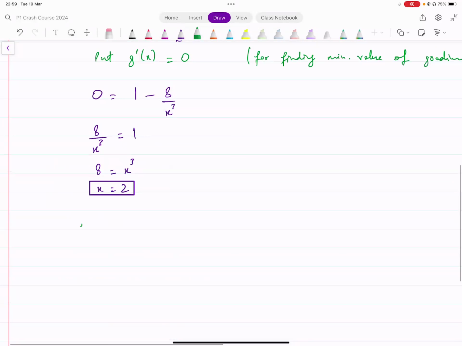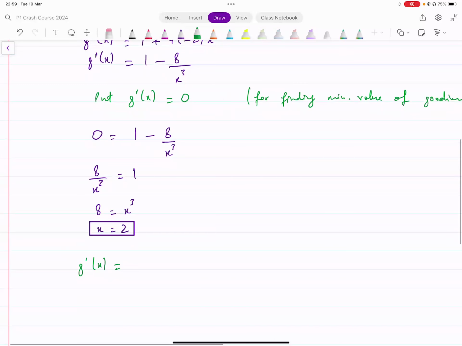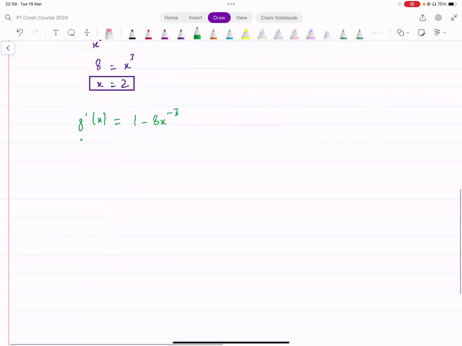The first derivative was 1 minus 8x raised to the power minus 3. We differentiated once more. That gives us g double prime of x. That's minus 8 into minus 3 into x raised to the power minus 4, and that's 24 over x raised to the power 4. Now put that value of x here, put x equal to 2. What does that give us?